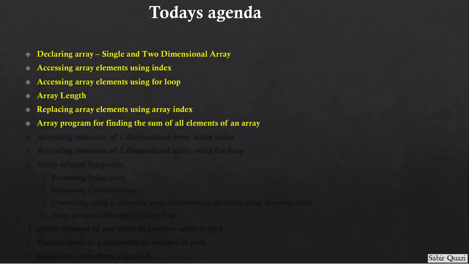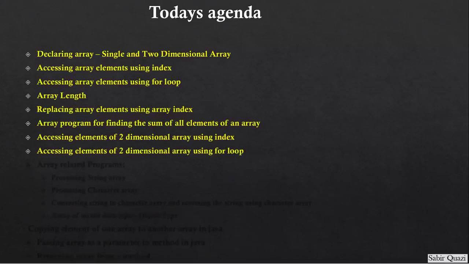Then we'll see an array program for finding the sum of all the elements of an array. It will give you an example, just to understand how arrays work using loops. So how can we perform operations on an array? Then we will see accessing the elements of a two-dimensional array. In this case we will define a two-dimensional array and fetch its elements using the index. Then we will see accessing elements of a two-dimensional array using a for loop.